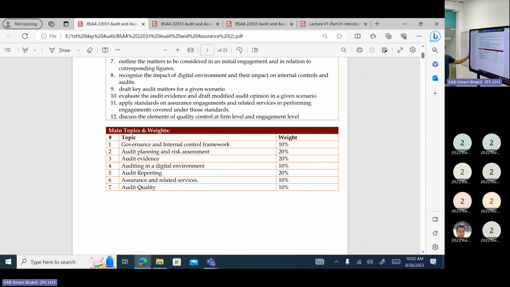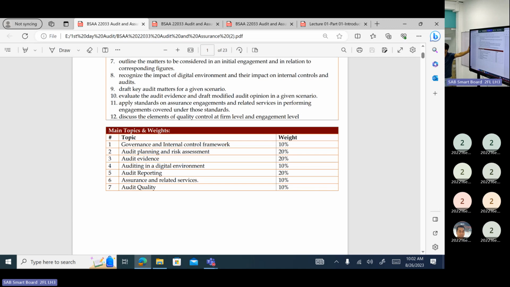So before we start the audit and assurance framework, we are studying the control environment, the company and the control framework. You have to think about that. Is that relevant? As auditors, do we need to consider control? That's the first topic. And then audit planning and risk assessment, audit evidence, auditing in a digital environment, audit reporting, assurance and related services, and audit quality.